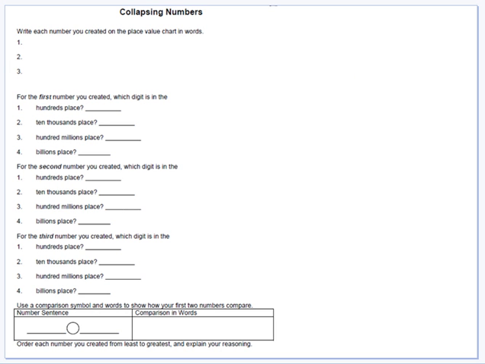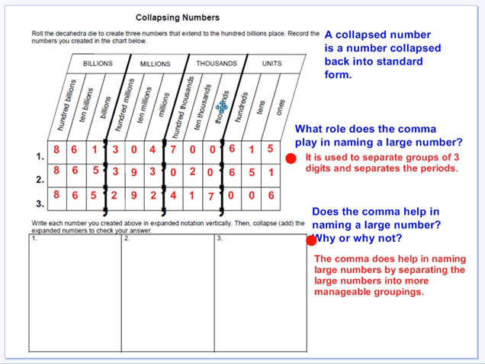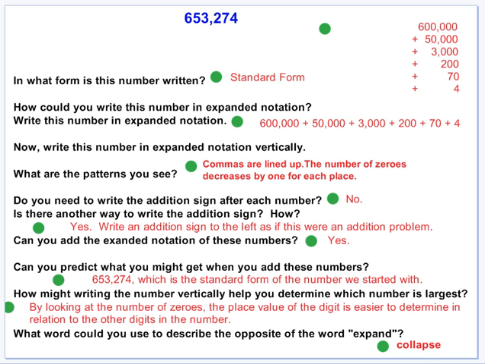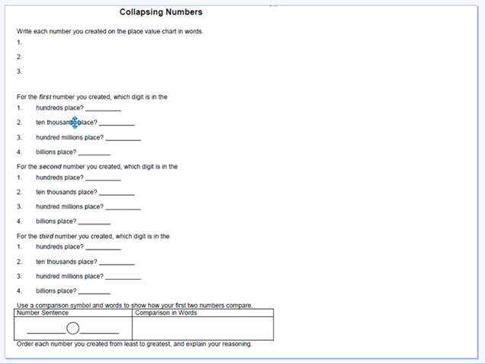Then on the second page, you're going to write each number that you created in the place value chart in words. So that can get long, but y'all can do it. You've been doing it for quite a while. And then for the first number you created, that's where number 1 is, they're going to ask you which digit is in the hundreds place. So for number 1, the digit in the hundreds place is 6. There's an example. So you would write 6 here.